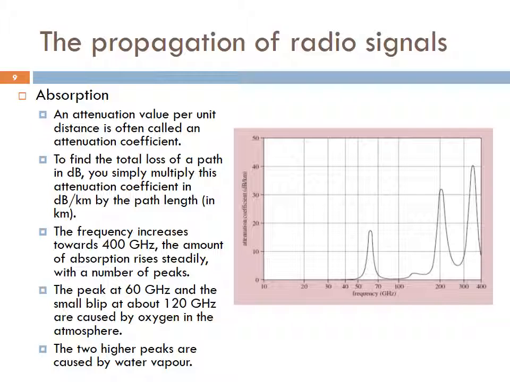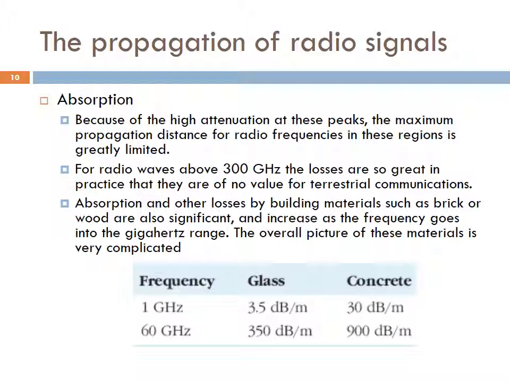Absorption and other losses by building materials such as bricks or wood are also significant and increase as the frequency goes into the gigahertz range. The overall picture of these materials is very complicated. Every material has its own amount of attenuation which varies uniquely with frequency. However, to give you a general idea, some typical values for two building materials are shown in the following table.